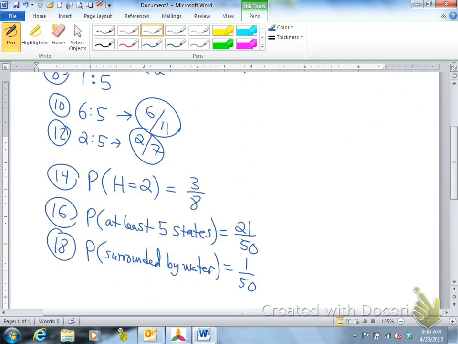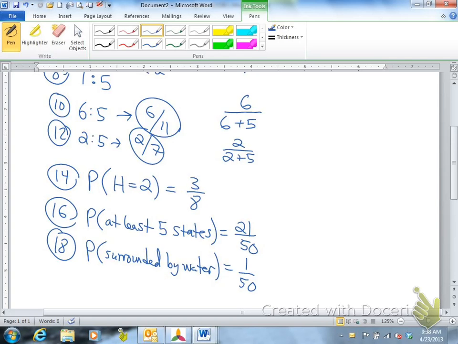So for odds, the first number is your numerator, and then you do 6 plus 5, 6 to 5, 6 plus 5, and you get 6/11. For odds of 2 to 5, you would have 2, and then 2 plus 5, and the denominator is 2/7. Number 14, you are given a table, and it's just reading the table basically, and the answer is 3/8.